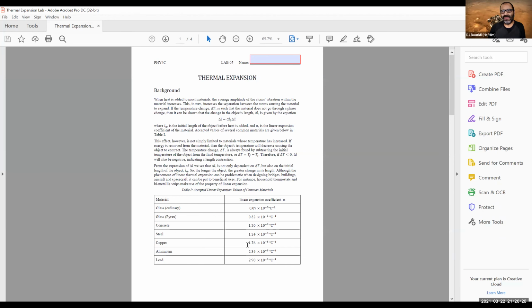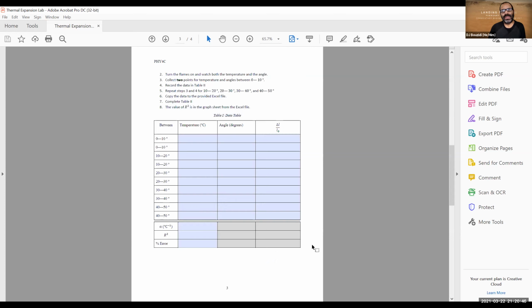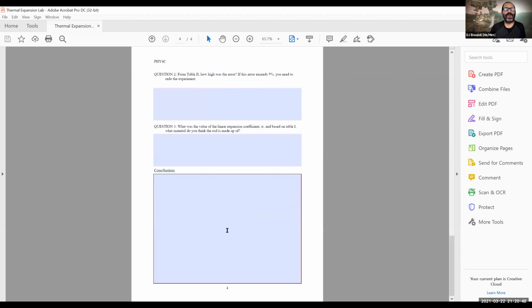Based on the value of alpha that you have looked at in here, which material is it closer to? You basically have a mixture material in the GeoGebra activity. So in this case, which material is it? Aluminum? Is it steel? Where is the value of alpha closer to? Or is it an alloy of some sort, a combination of two or something like that? So that is basically the last question, and then you have the conclusion.